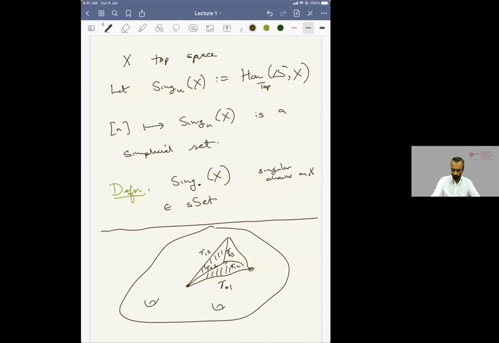And yes, you can. You can map a 3-simplex into the space, which is a homotopy connecting these two homotopies, and so on and so on. So the singular simplicial set is a model for this idea of a space where you have points, paths between paths, and so on.